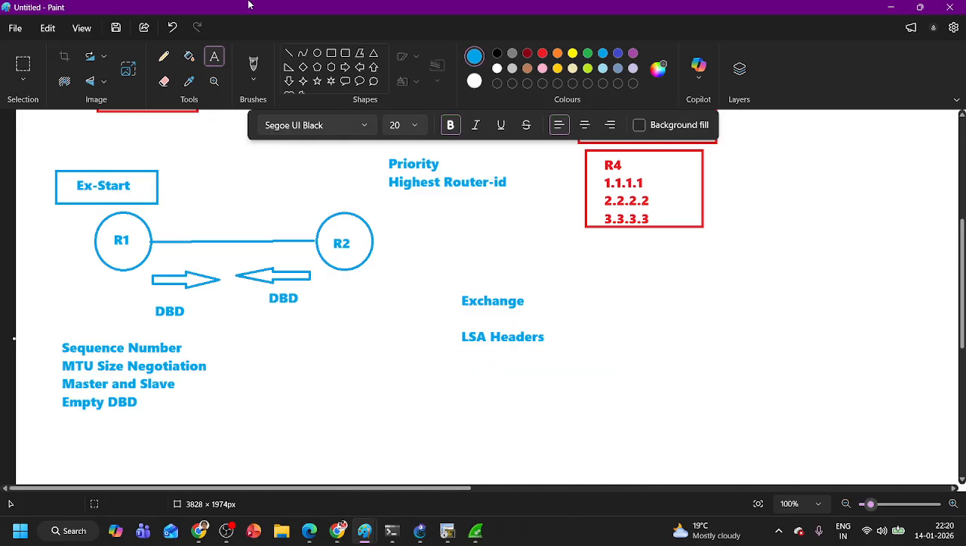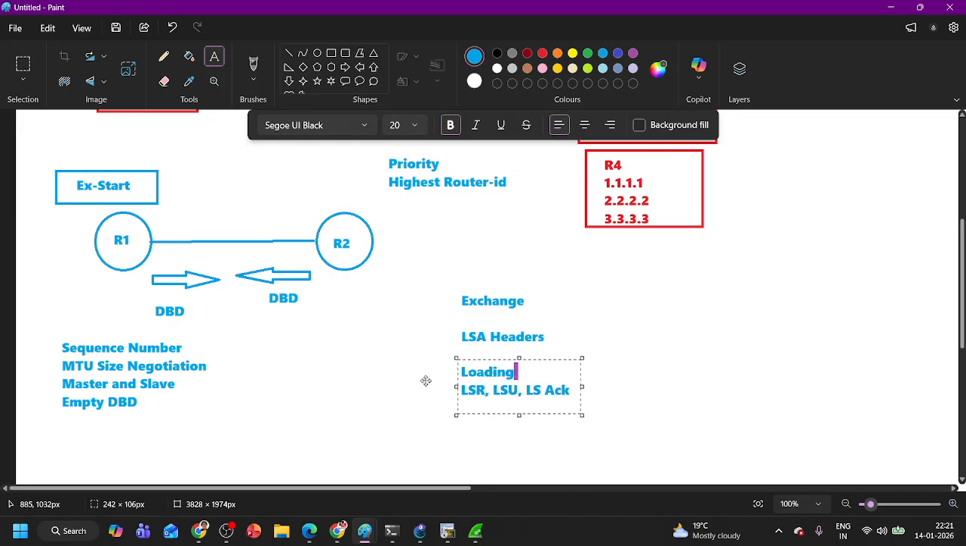After exchanging the LSA header, the state is going to move to Loading, and all the database exchange will happen in Loading state. In Loading state, the router is going to send LSR, link state request. In response to LSR, the router will send LSU, and LSU is a reliable message. After getting the update message, the router will send an acknowledgement, that is LS ACK. So LSR, LSU, and LS ACK are exchanged in Loading state, right?